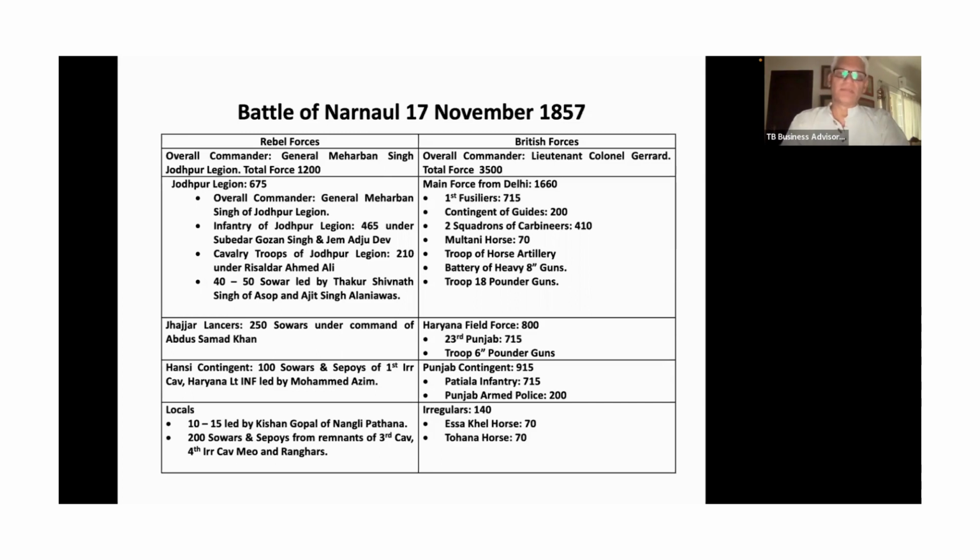They were faced by the British force, which was thrice their size, and included a European battalion called the 1st Fusiliers, a contingent of guides, cavalry, infantry, 2 squadrons of carbineers, Multani horse, horse artillery, the Haryana Field Force, which included the 23rd Punjab and a troop of 6-pounder guns, the Punjab contingent that included Patiala infantry and Punjab armed forces, and irregulars, that is Isakhel horse and Tohana horse. So on one side were rebels, about 1200, on the other side were the British, around 3500.